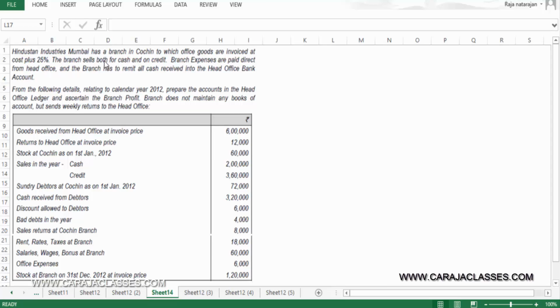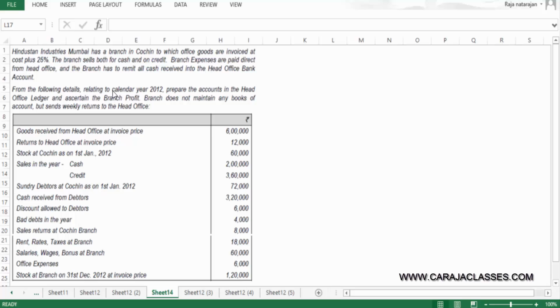Hindustan Industries Mumbai has a branch in Cochin to which office goods are invoiced at cost plus 25%. The branch sells both for cash and on credit. Branch expenses are paid direct from HO and the branch has to remit all cash received into HO bank account.